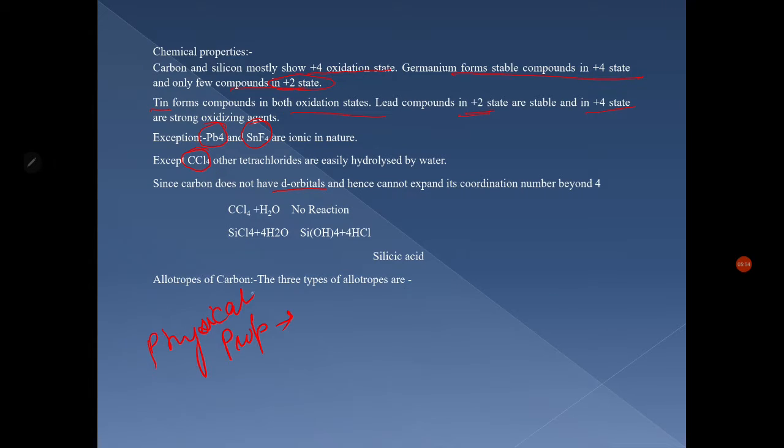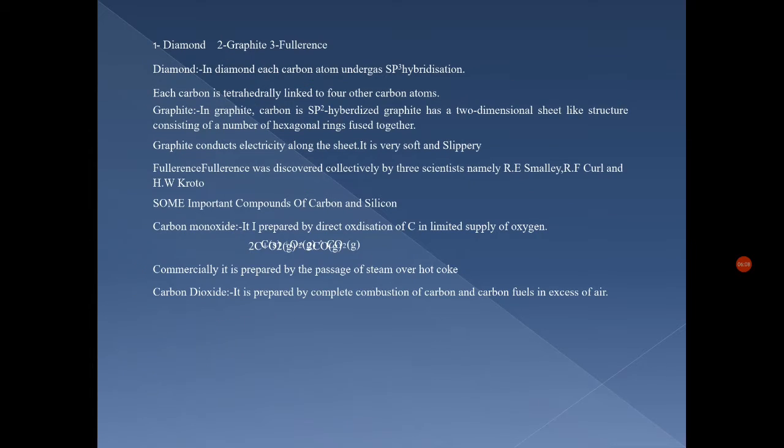Now we will discuss allotropes. Forms of an element having the same composition, but whose structure is a little different, are called allotropes. Carbon has three allotropes: diamond, graphite and fullerenes. They all three are made up of carbon, but there is a little difference in their structure.